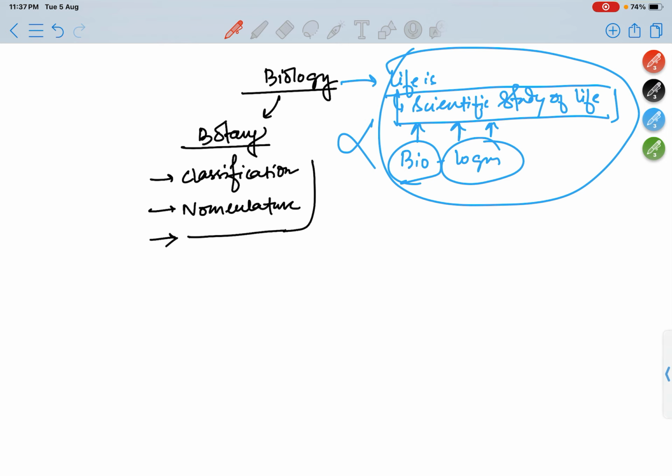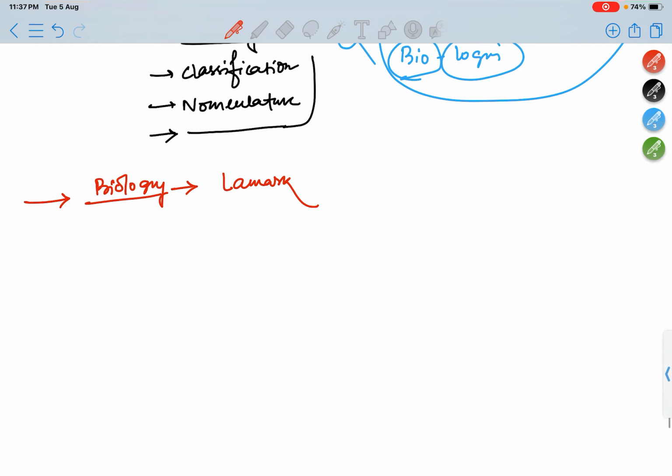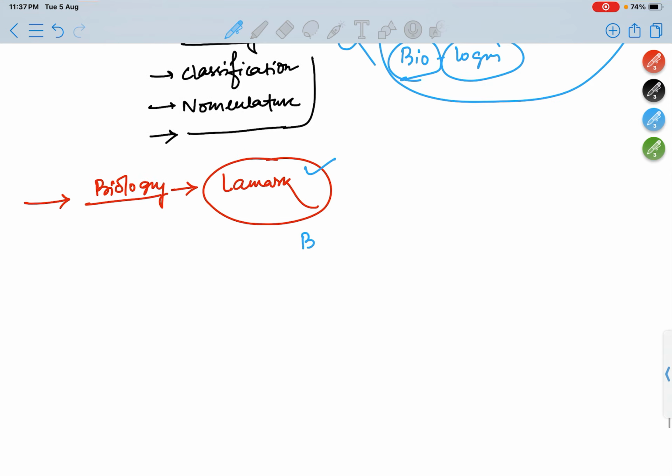Now what can be asked? In this topic, the definition of biology will never be asked, but who gave the term biology? The answer is Lamarck. This can be asked in the examination, so you have to give importance to it. Now, biology, botany, zoology. Who is the father of botany? It is Theophrastus.